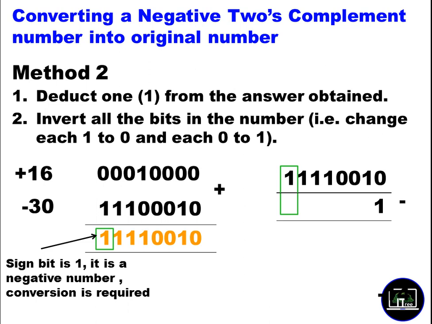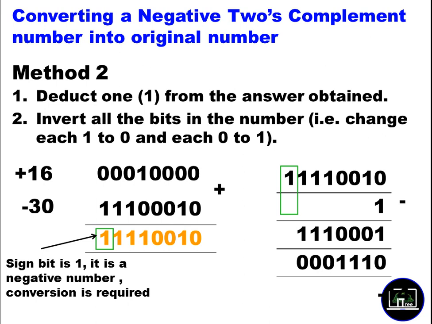So we are deducting 1, then we are inverting that. First you deduct 1, then you invert it. Then you can see this negative number, it's negative 40. You can see that there are two methods to convert a negative 2's complement number into the original format.